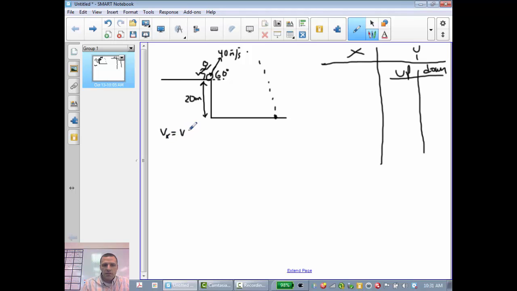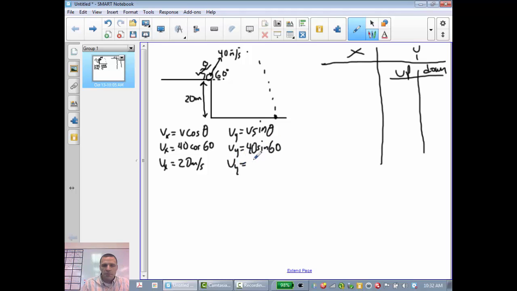Vx equals V cosine theta. Vx equals 40 cosine 60. Vx equals, that turns out to just be 20. If I do Vy, Vy equals V sine theta. Vy equals 40 sine 60. And Vy equals, I think it comes out to be rounded 34.64 meters per second.